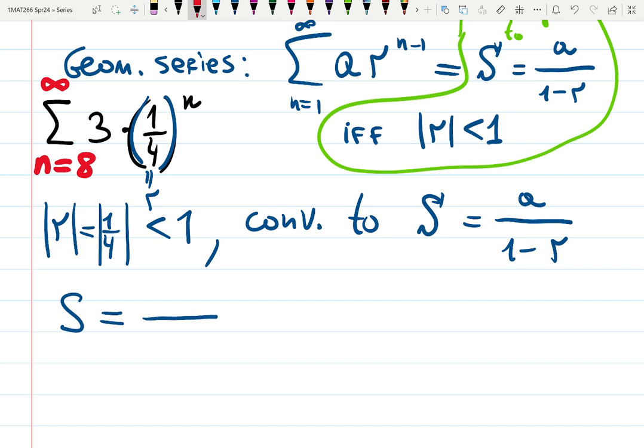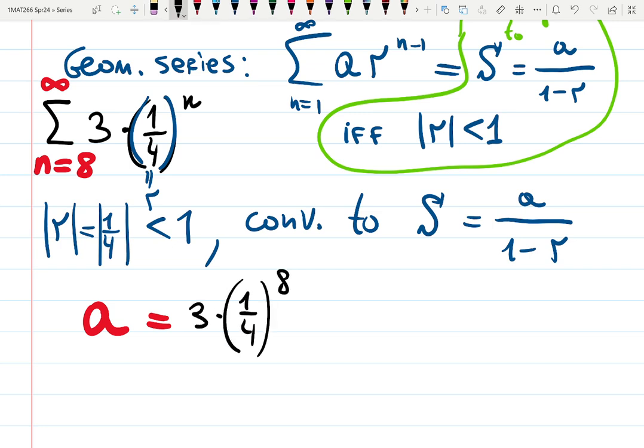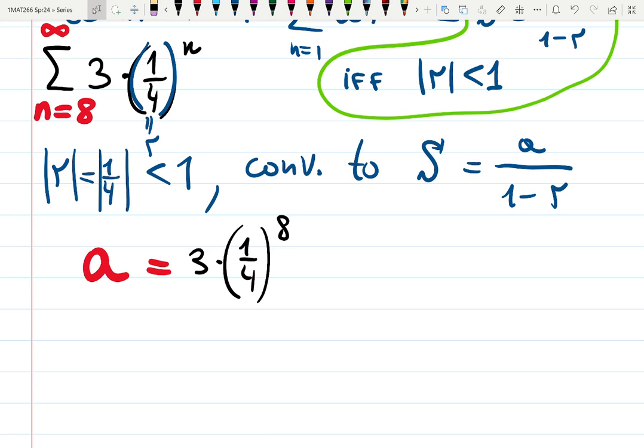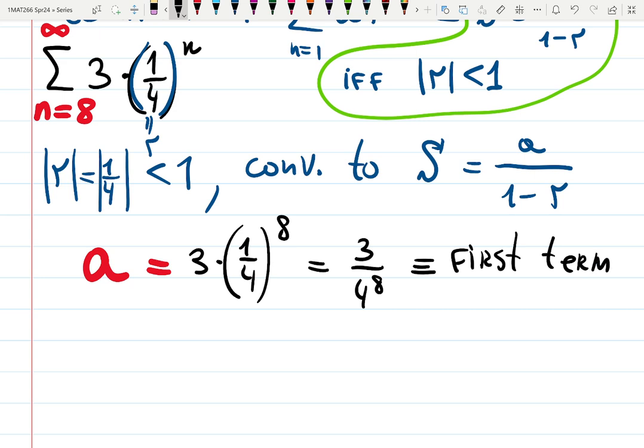So let me calculate first. A equals 3 times 1/4 to the 8. That's your 8. It's the first term standing by itself, like so. And it's some kind of number. It's 3 over 4 to the 8. That's the first term of the geometric series.